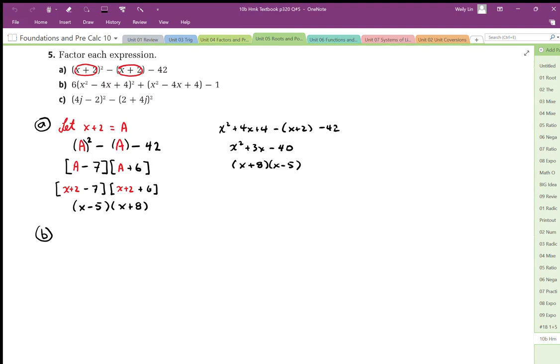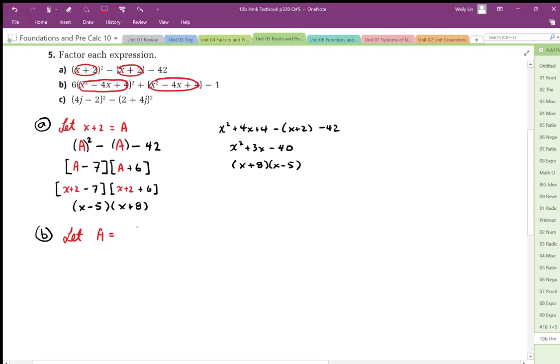Part B of this problem, if we choose the strategy of expanding out the brackets, we're going to end up with a fairly messy looking expression. So what we really want to do is use this substitution. So we're going to use another let statement, and we're going to let the a value in this case be the inside function. So we have a squared factor and a linear factor and a constant term.